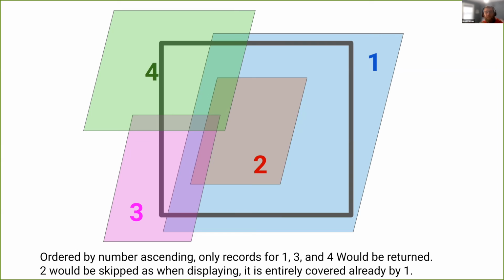Because we would first pull up 1, and we would see, okay, we haven't covered the entire square yet. So we'll go to 2. It would look at number 2 and say, oh, wait, that's going to be hidden completely under 1. So we don't need to return that. Return 3. Oh, there's still a corner that's left, and it would return number 4.